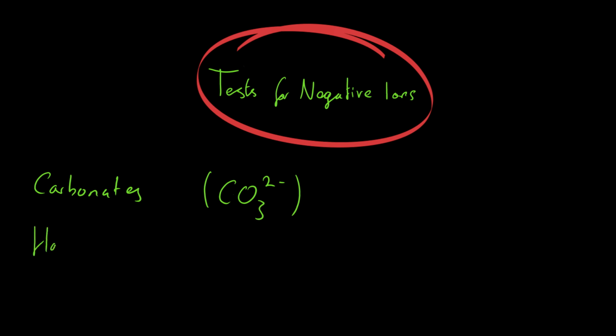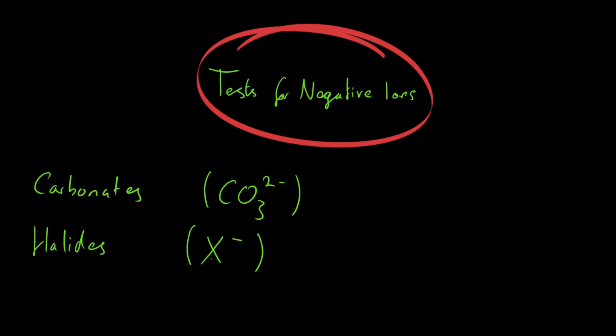The second one are the halides. Okay, now the halides, broadly speaking, we're just going to say X-. Now that X stands for anything which is in group 7 of the periodic table. Okay, so that includes fluorine, chlorine, bromine, iodine. Okay, so that's going to be fluorides, chlorides, bromides, and iodides.